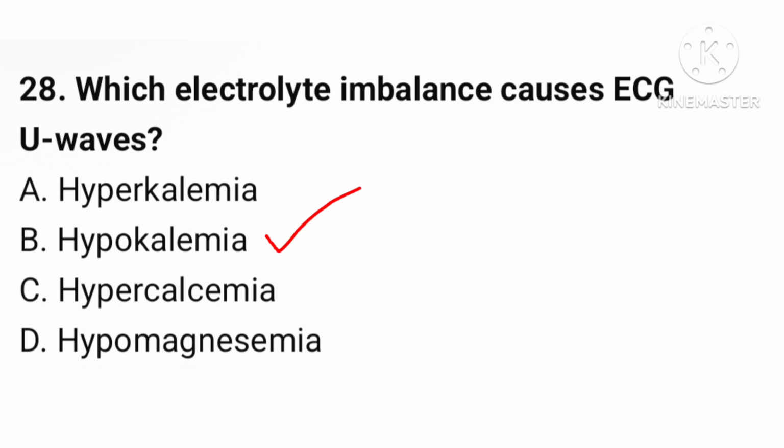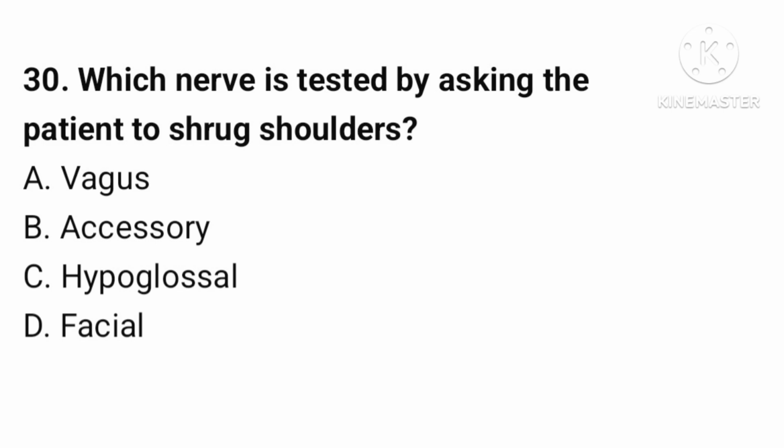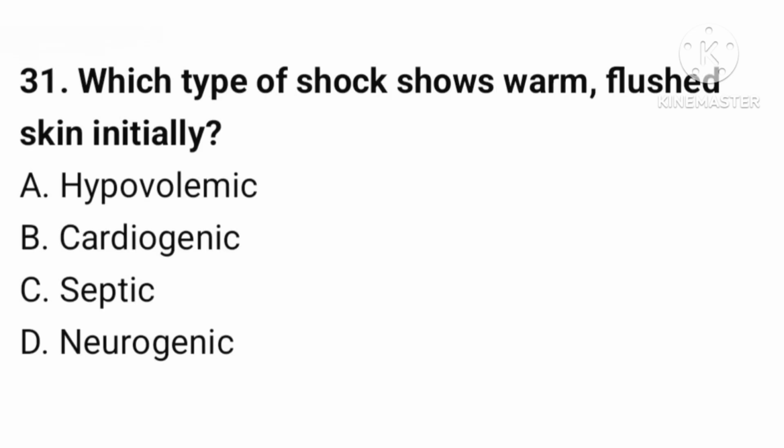Correct option is B. Which drug is preferred for acute pulmonary edema? Correct option is B. Which nerve is tested by asking the patient to shrug the shoulder? Correct option is B. Which type of shock shows warm flushed skin initially?